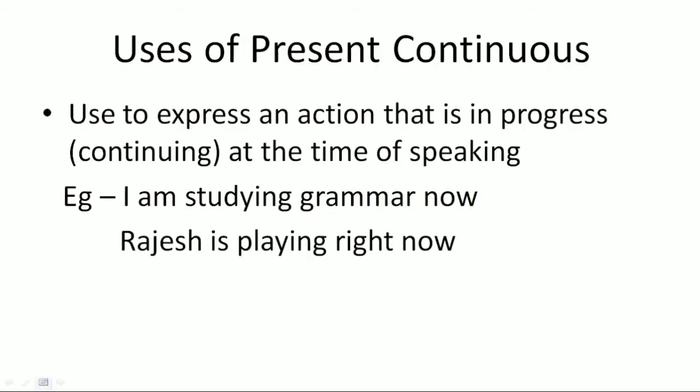The first use of present continuous tense is to express an action that is in progress or continuing at the time of speaking. For example, I am studying grammar now. Rajesh is playing right now, etc. are examples for this usage.